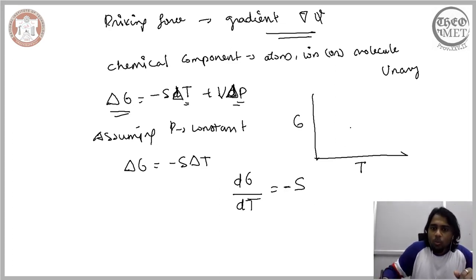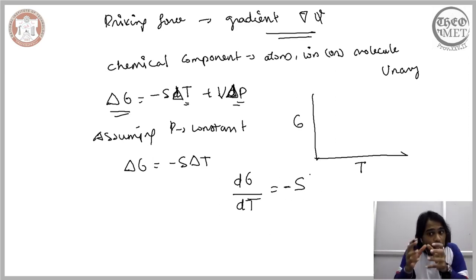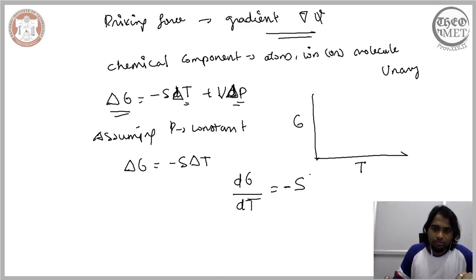So this means whatever illustration we consider to represent the change in the Gibbs free energy with respect to temperature should have a negative slope, the magnitude of which is equal to that of the entropy. So therefore, schematically, for a single component system experiencing a change in the temperature at constant pressure, the corresponding change in the Gibbs free energy will be of this form.